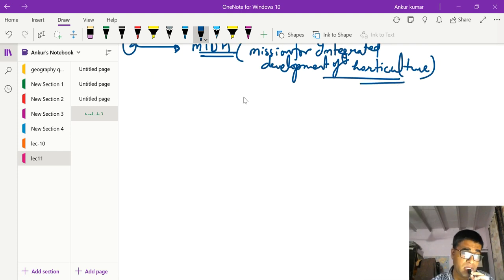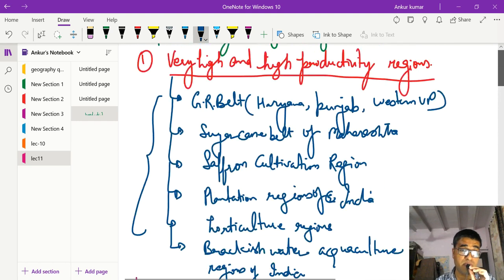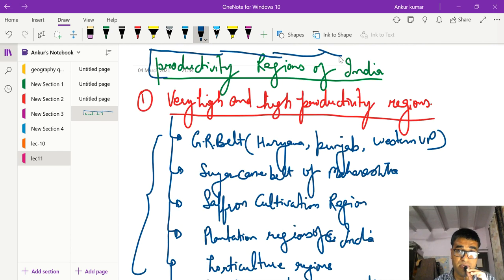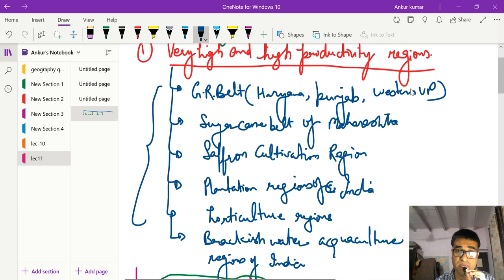Okay, and other associated schemes of the government have to be done in these regions. So this was basically the productivity scheme of India. How can the different productivity regions of India be identified? First of all, the high productivity region that we mentioned here: the green revolution belt, saffron cultivation, plantation, horticulture, brackish water, etc.